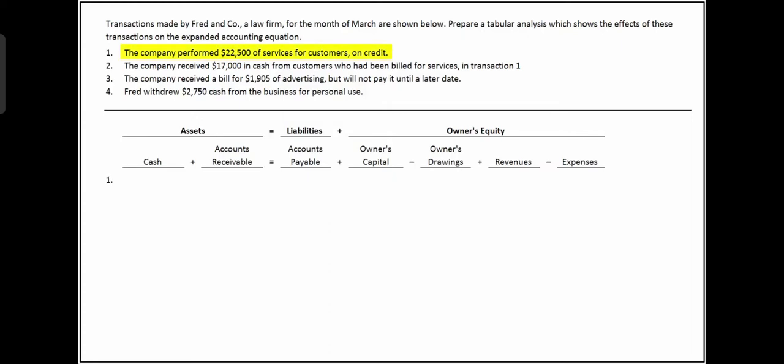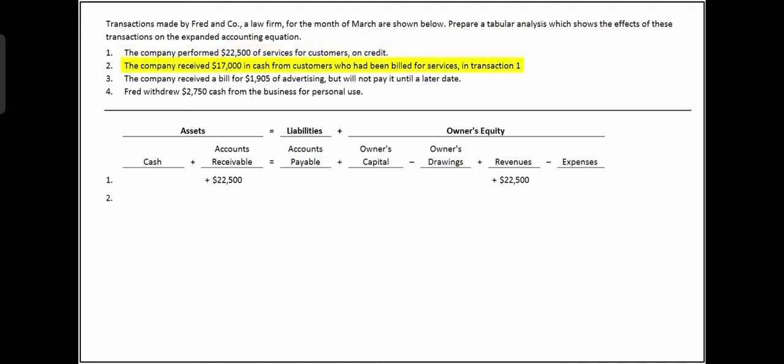In the first transaction, the company performed services on credit for $22,500. The transaction increases accounts receivable by $22,500, which in turn increases assets by the same amount. It also increases revenue by $22,500, which in turn increases the owner's equity. As there is an equal increase in both sides, the accounting equation remains in balance.